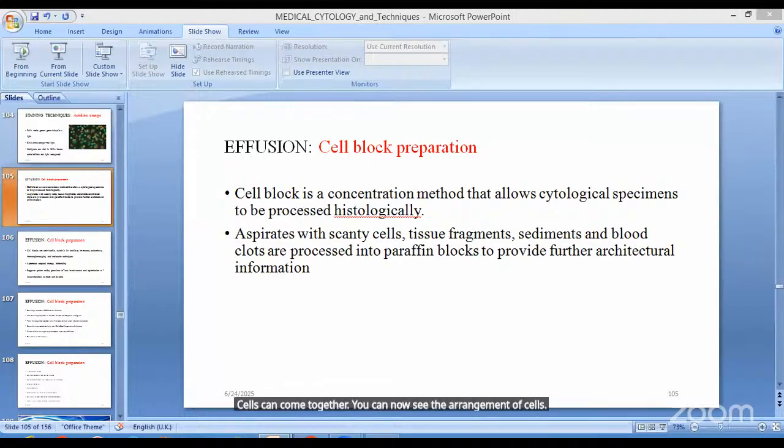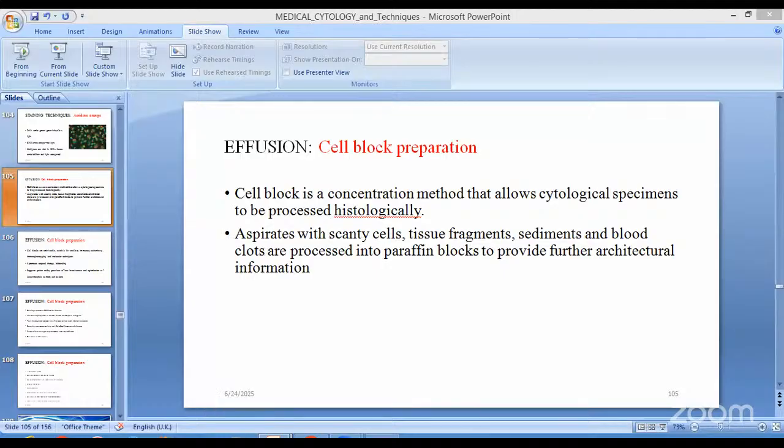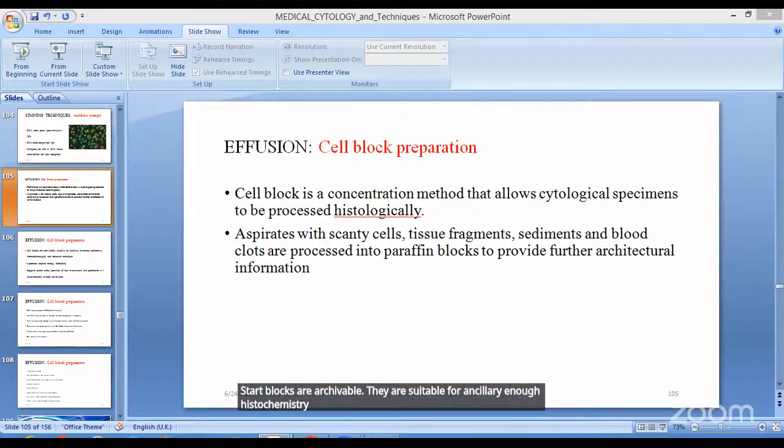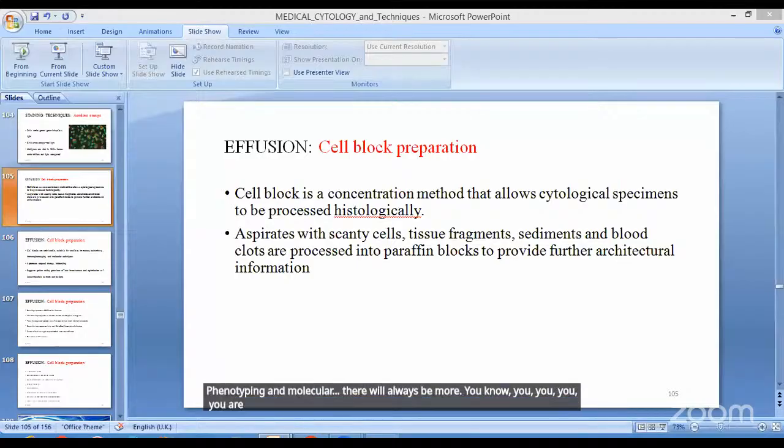You can use staining technique to highlight their nuclear features vis-a-vis the cytoplasmic features. Aspirates with scanty cells, tissue fragments, sediments, and blood clots are processed into paraffin blocks to provide further architectural information. That's what cell block preparation is. Cell blocks are archivable. They are suitable for ancillary immunohistochemistry, immunophenotyping, and molecular tests. There will always be more. You are using cell block to optimize your sample.